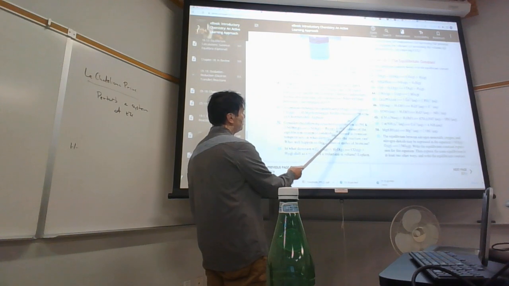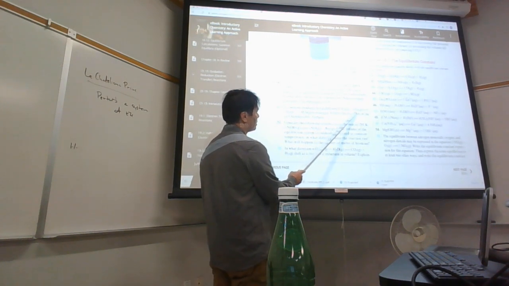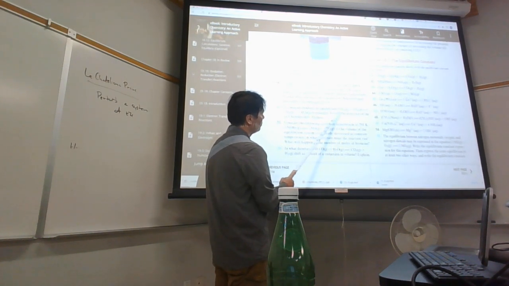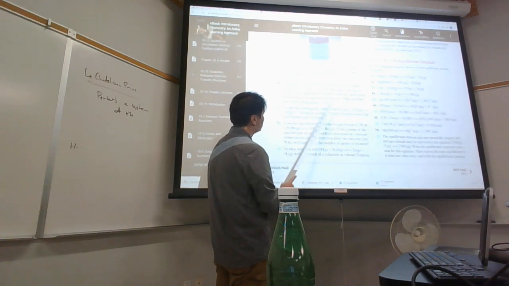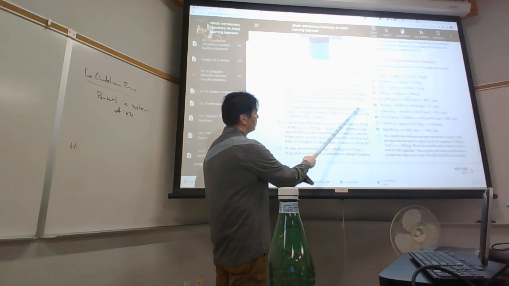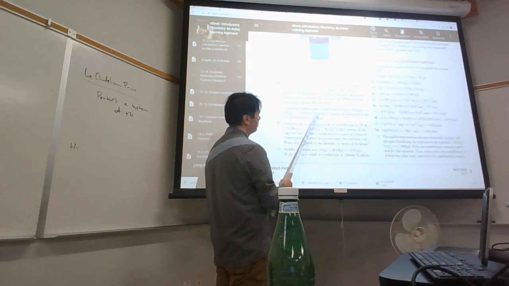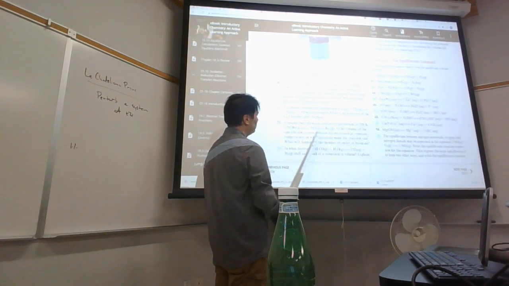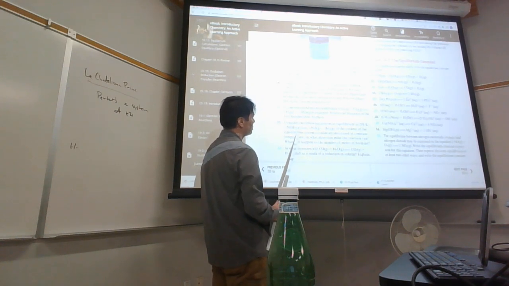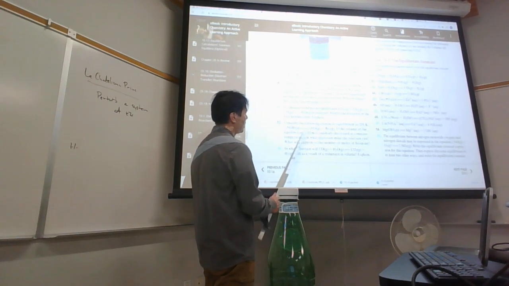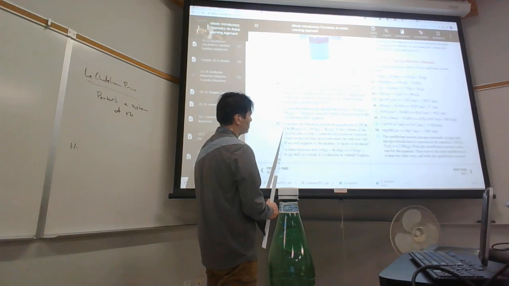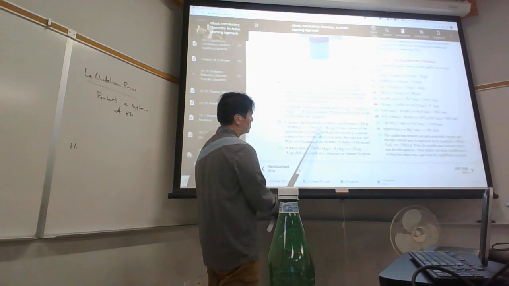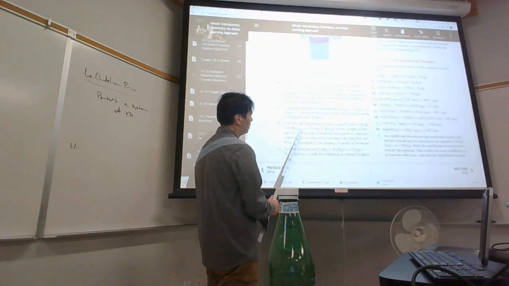If the volume's enlarged, it favors the side with more moles of gas. So on the left, we have 5 moles of gas. On the right, we have 3 moles of gas. So larger volume is going to favor the side with more moles of gas. So it shifts it to the left if the volume is enlarged. If the volume is suddenly decreased, it's going to shift to the side with fewer moles of gas. So in this case, we have 2 moles of gas on the left and a total of 3 moles of gas on the right. So it shifts it to the left here.